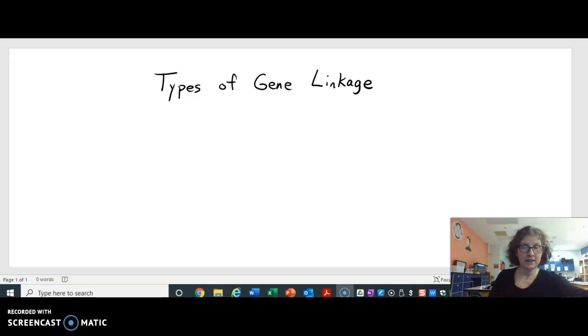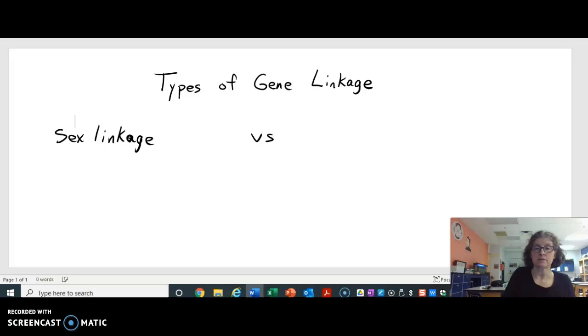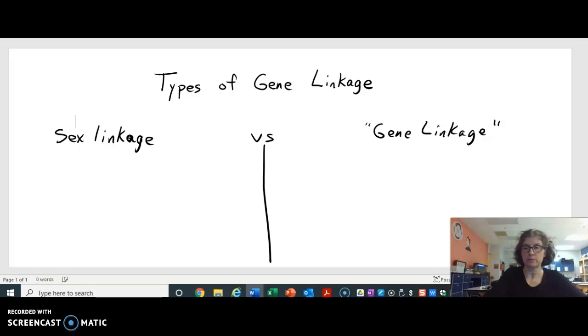This is Mrs. Murdock, and I wanted to go over the types of gene linkage. What I want to do is contrast something that I'm sure you've heard about called sex linkage. When you have sex-linked genes, sex linkage, versus gene linkage, which is not the same. I'm going to compare and contrast them here for you. Okay, so we'll just make a little line here and talk about both of these.